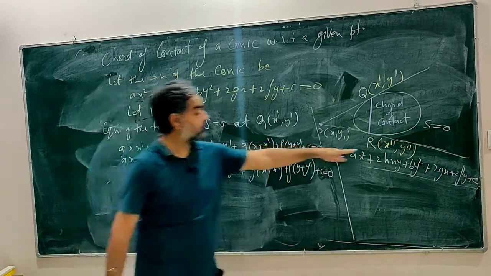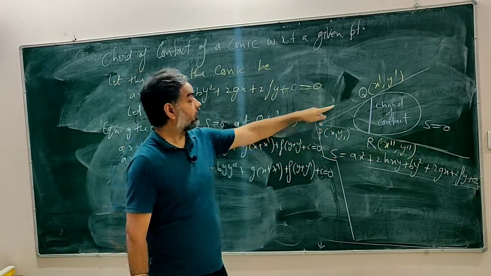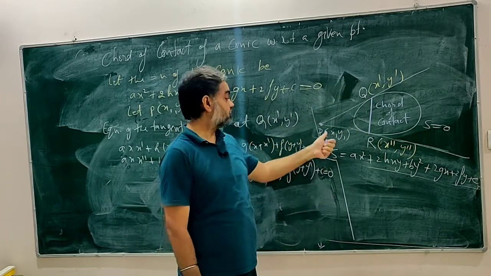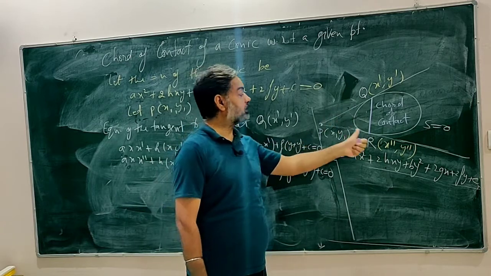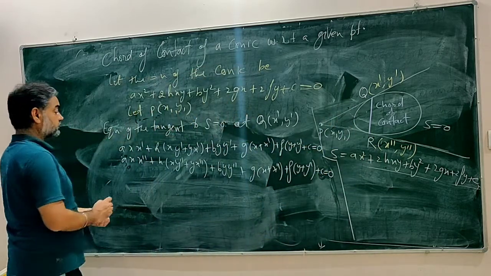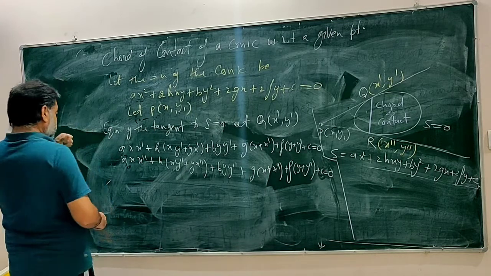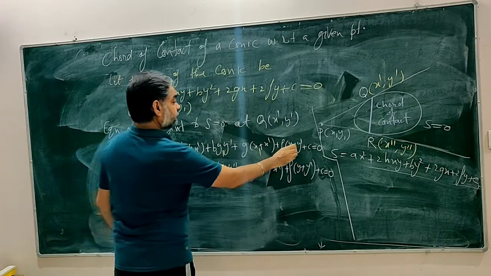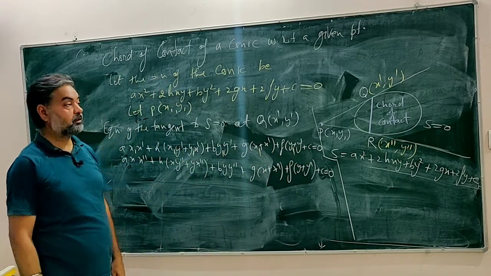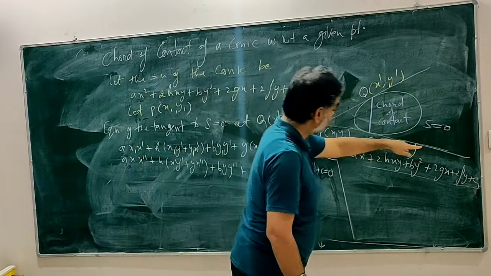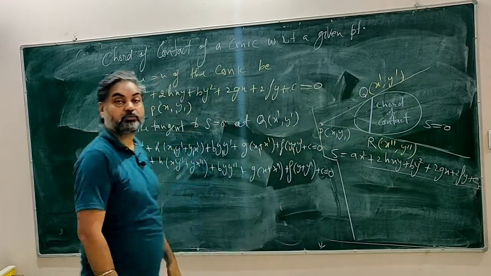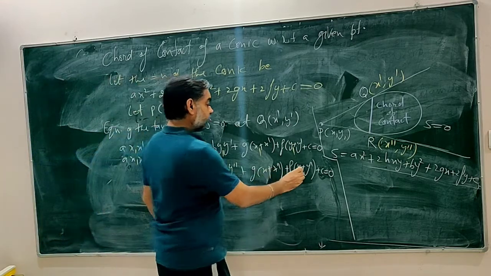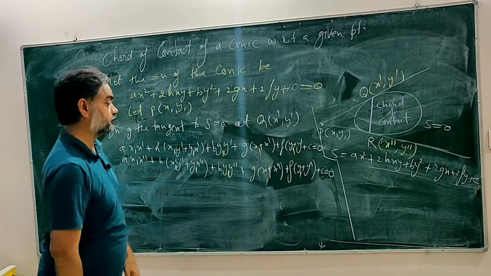This is the equation of this tangent. Now both these tangents pass through the point (x1, y1). So (x1, y1) lies on this tangent and also lies on this tangent. So (x1, y1) satisfies the first equation. If you put x equal to x1 and y equal to y1, the first equation is satisfied, and this second tangent also passes through the point (x1, y1). That means if you put x equal to x1 and y equal to y1, the second equation is also satisfied.